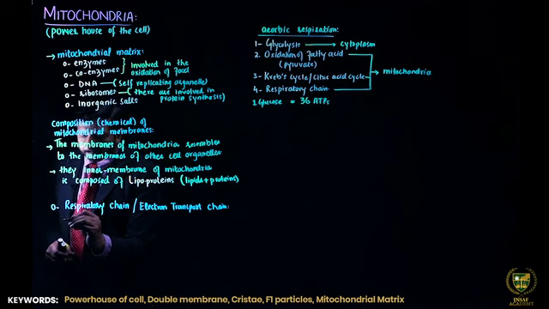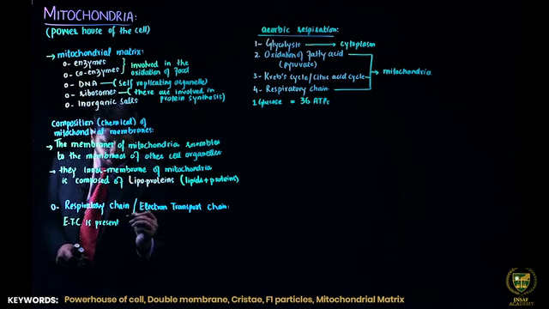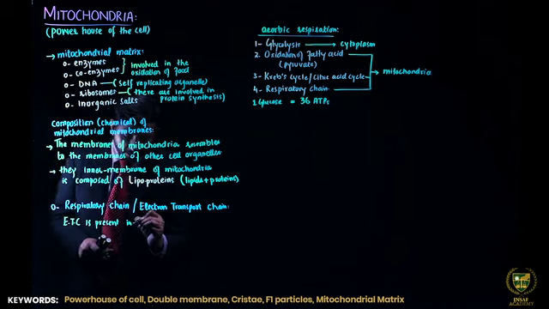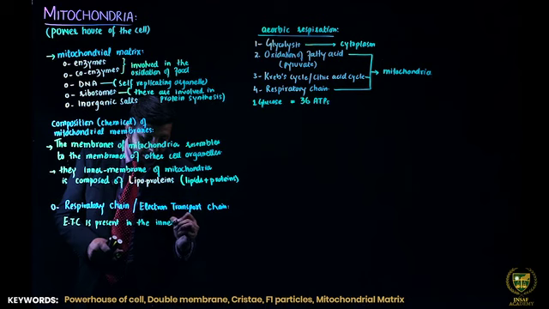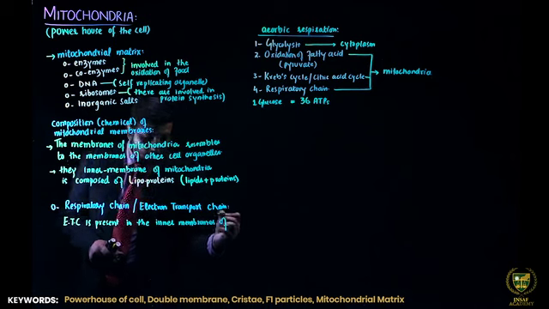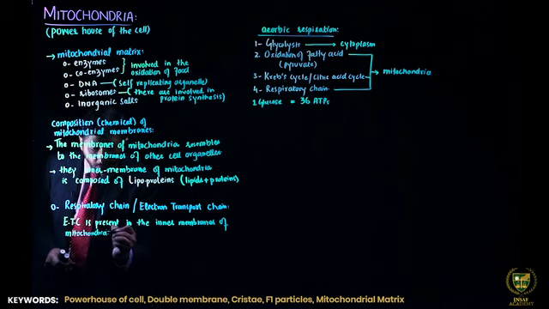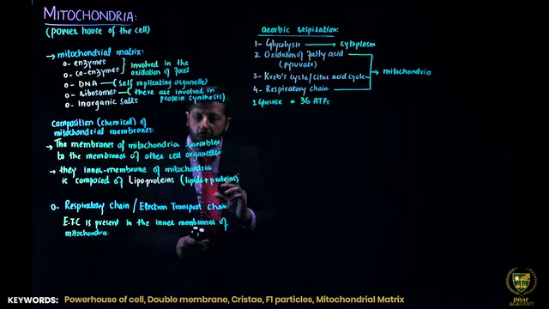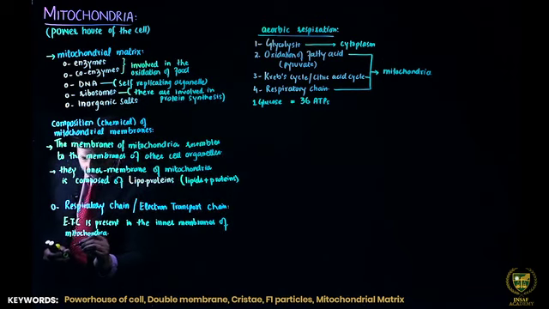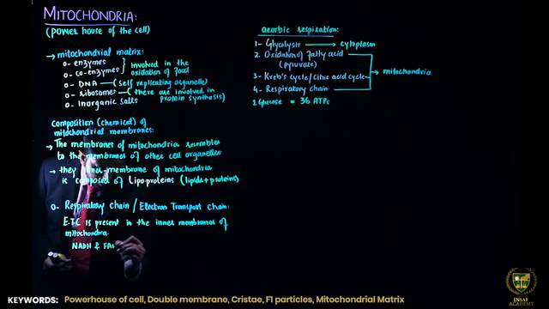The respiratory chain or electron transport chain is present in the inner membranes of mitochondria. तो वहाँ पर मौजूद है और that is responsible for the conversion. और इस चेन पे होता क्या है? That in this chain NADH and FADH2.